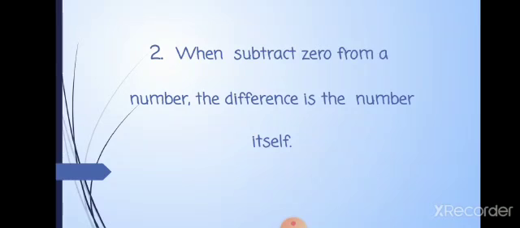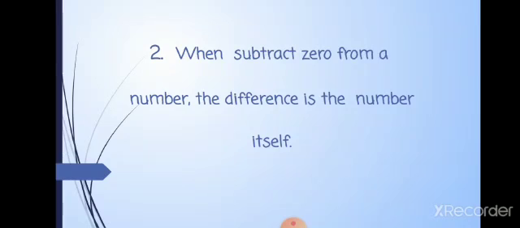Second property, when you subtract 0 from a number, the difference is the number itself. It means when you subtract 0 from any number, whatever number it is, the answer is the number itself. The number remains same because 0 is nothing.